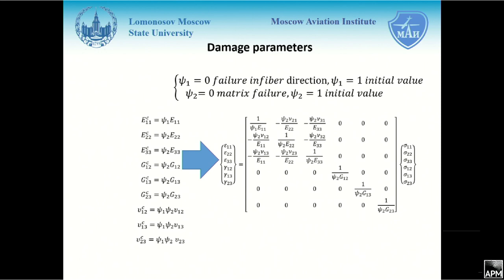To describe this nonlinear effect, damage parameters were introduced into constitutive relations, and two of them were used for this theory. Parameter psi 1 corresponds to the failure in fiber direction, and parameter psi 2 corresponds to the failure in transverse direction. And you can see here the relation between the strains and stresses.